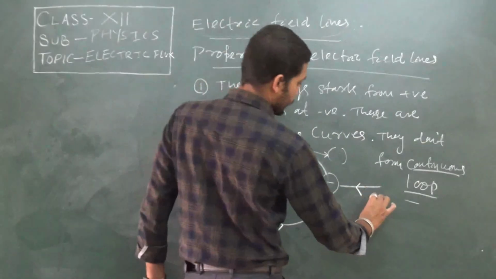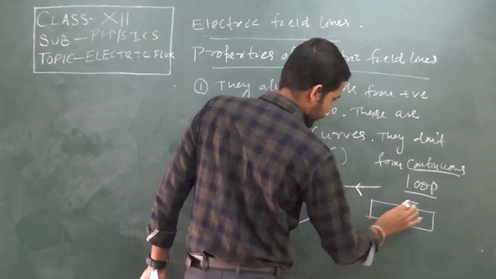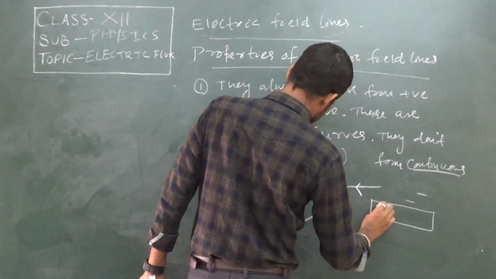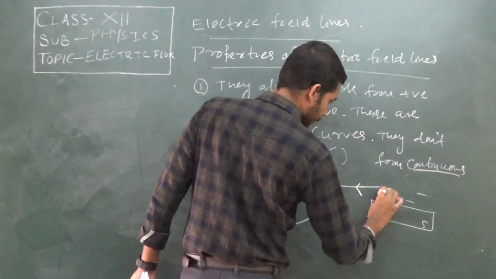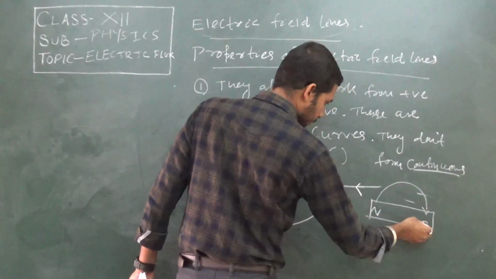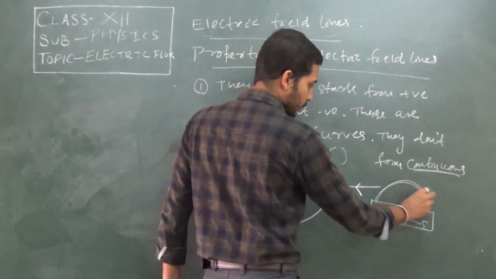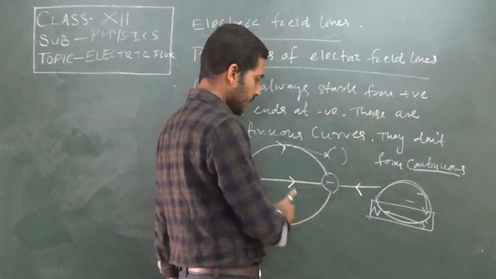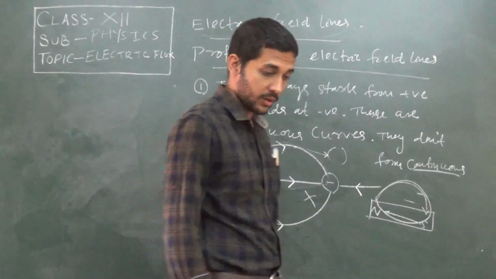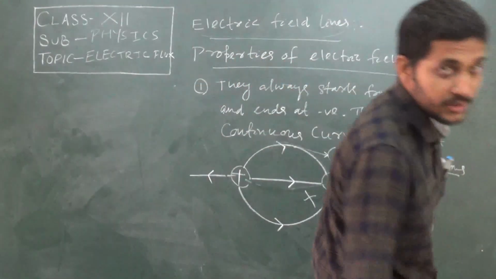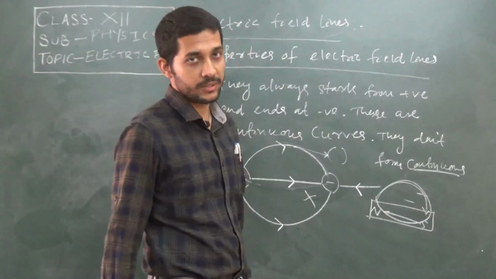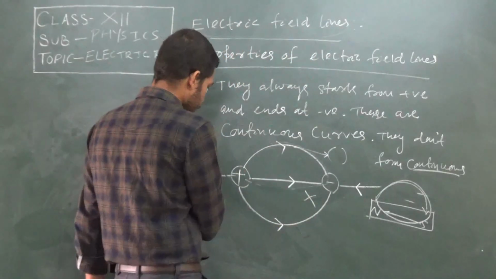In magnetic lines of force, what you will get? If this one is, let us say, north pole, this south pole, from north to south the lines of force will go, and from here to here the lines of force will come. So they are forming some closed loop. But here this is not possible. So this is the only difference between the lines of force of electric field and that of magnetic field. Clear? Okay. Now we will go to the second one.